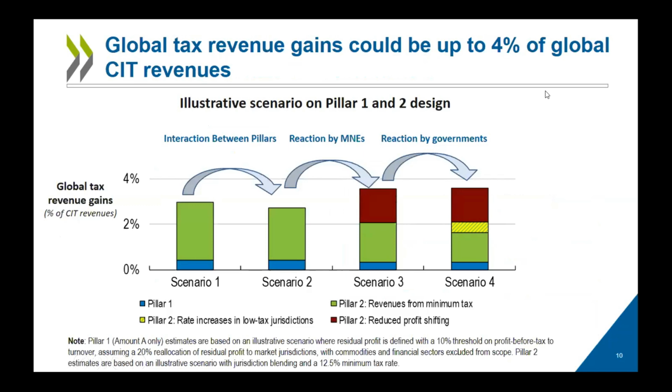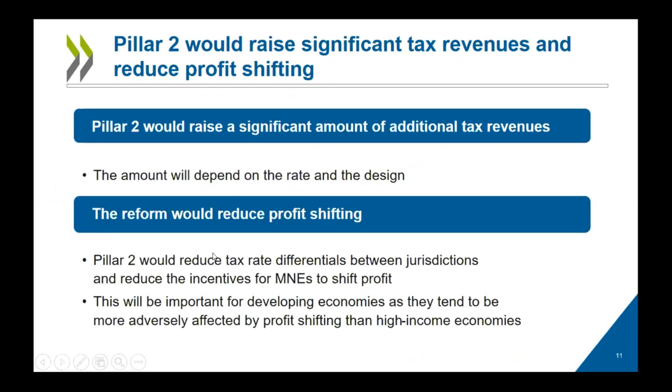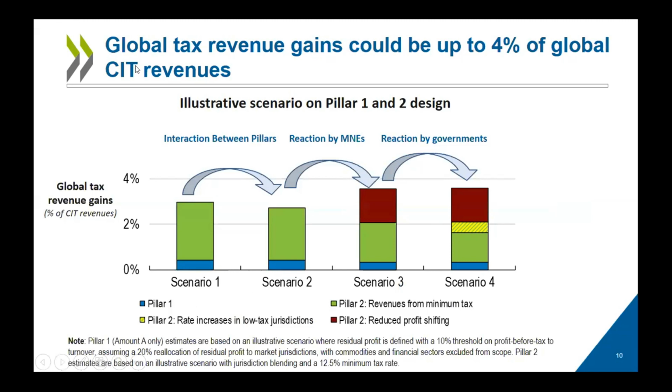Now, if we have a look at the impact of the combined effects, I'll just go back, the combined effects of Pillar 1 and Pillar 2 across those 4 scenarios, you see scenario 1, that's the static one. Scenario 2 is the one that takes into account the interaction between Pillar 1 and Pillar 2. The blue being the revenue collected under Pillar 1, the green being the additional revenue collected under Pillar 2. Then we have scenario 3, and the red or the brown colour there represents the additional tax revenues that will be collected by jurisdictions as a result of reduced profit shifting activity.